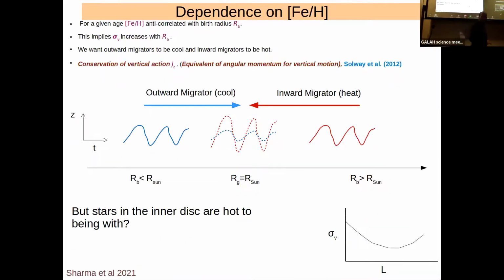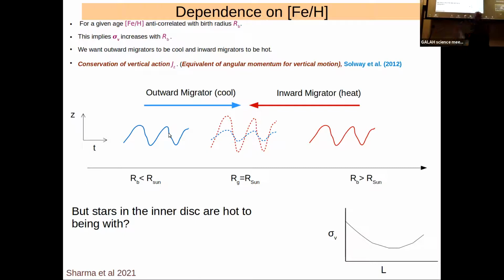Okay. Now for the dependence on FEH, which was not expected again, what we see is FEH is anti-correlated with birth radius in our models, right? And the dependence that we see in our data suggests that sigma V, or dispersion, increases with birth radius. Now, how can that happen? Let's imagine stars in the solar neighborhood and think about inward migrators shown in red. So when they come here, they have higher dispersion shown here, and the outward migrators, they have lower dispersion. And this is what the data is telling us.